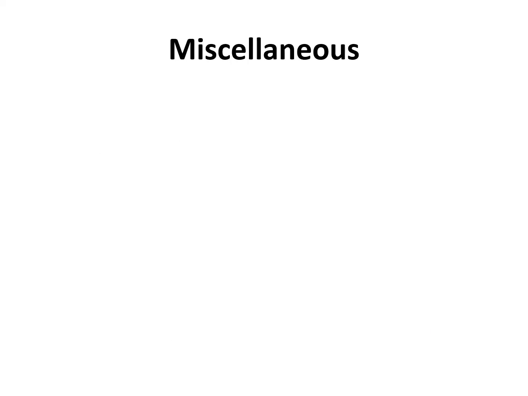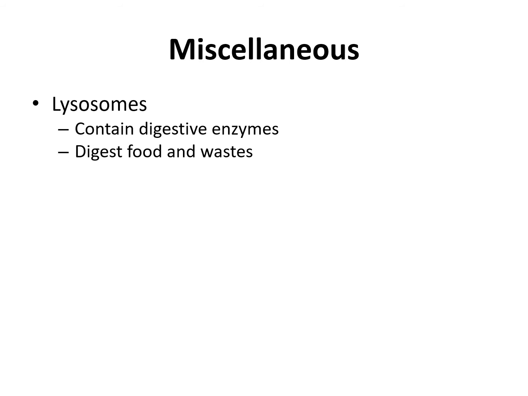There are a couple miscellaneous organelles I would like to go over. First are the lysosomes, and lysosomes are vesicles, little membrane-bound areas that contain digestive enzymes. So their purpose is to digest food and waste. So an analogy is to the stomach for the human body.